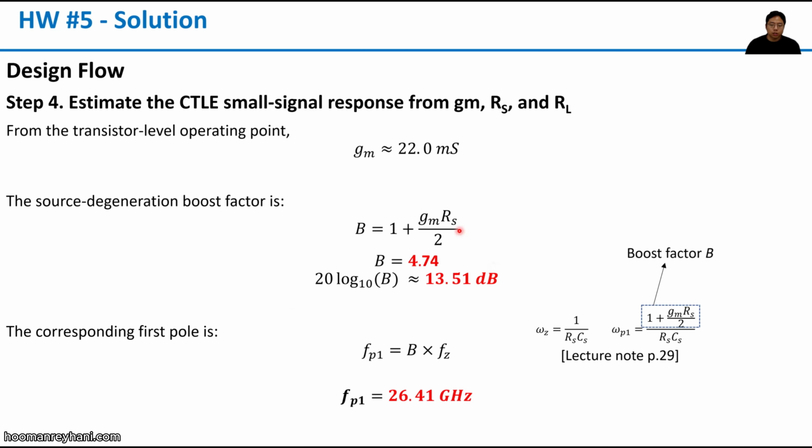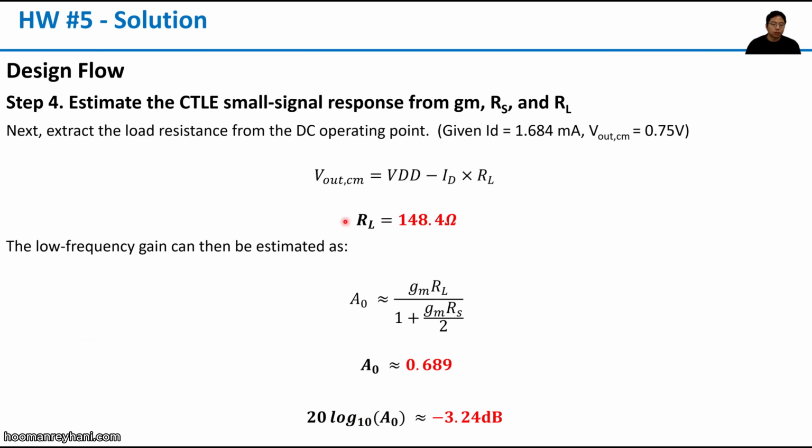The source degeneration network creates gain peaking, and the boost factor is approximately 4.75, which can be calculated using the GM and the RS values. And this corresponds to about 13.5 dB in the dB scale. And using the boost factor and the zero frequency that we targeted earlier, we can estimate the frequency of the first pole. And then we extract the load resistance value from the DC operating point.